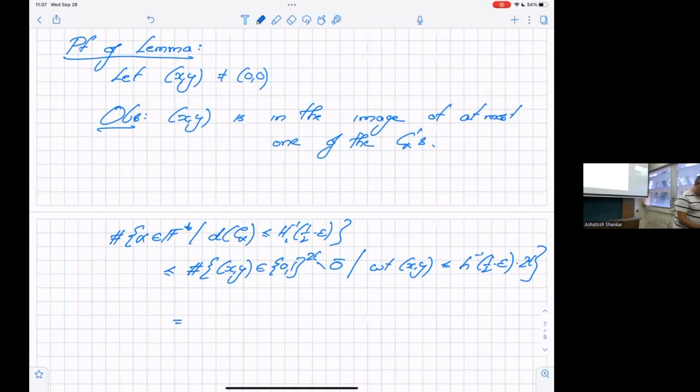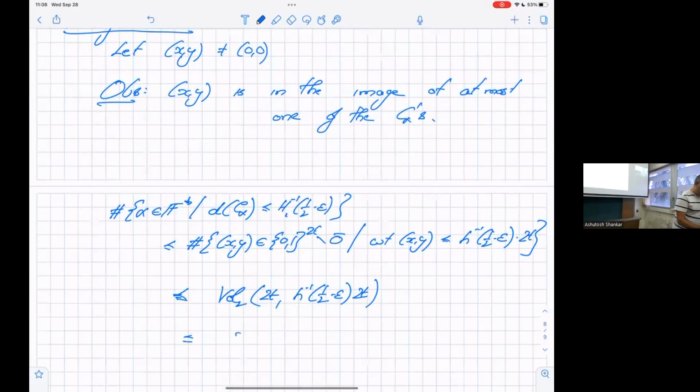This number is strictly less than the volume, 2 to the n times H inverse of half minus epsilon. So this is now substituting. This is less than or equal to 2 power 2t times half minus epsilon. That is 2 power t times 1 minus epsilon by 2.